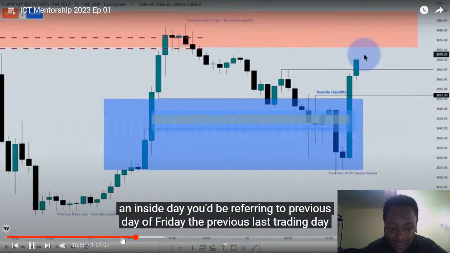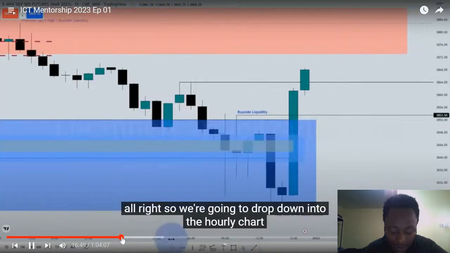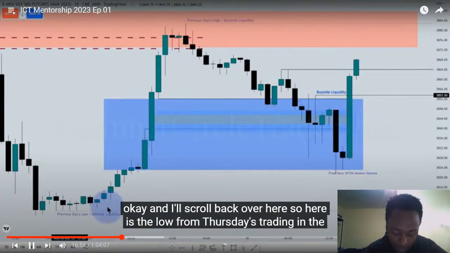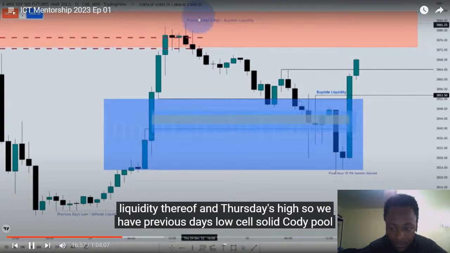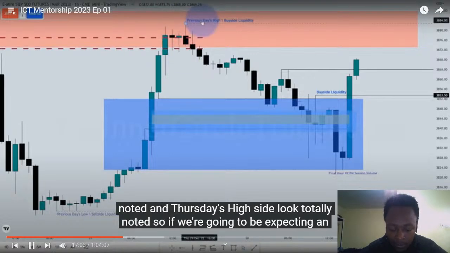An inside day, you'd be referring to, okay, and let's scroll back over here. So here's the low from Thursday's trading and the liquidity thereof, and Thursday's high. So we have previous day's low sell side liquidity pool noted and Thursday's high buy side liquidity noted.